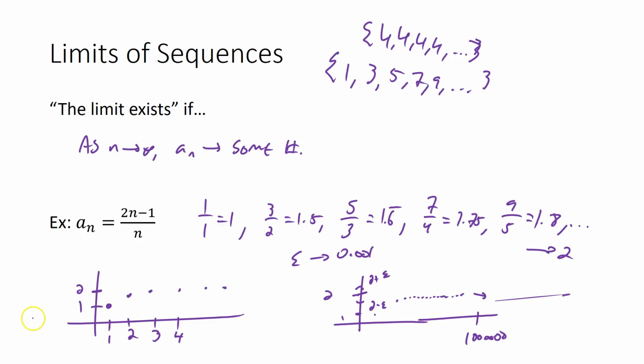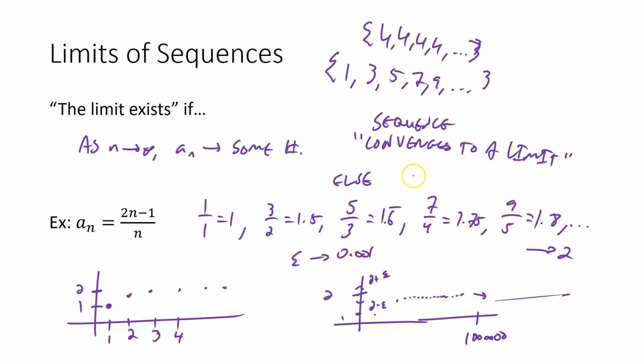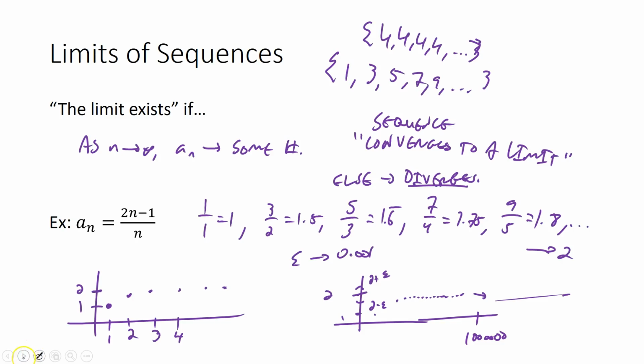Okay, alright, I think I have a couple more examples, and we just want to talk about a little bit of vocabulary. So if this happens, we say the sequence converges to a limit. And if not, otherwise, we say it diverges. Okay, so either it converges or diverges. So let's take a look at some examples.